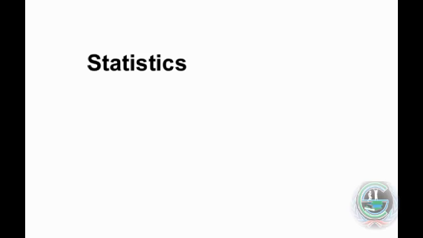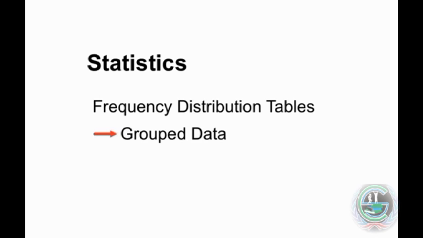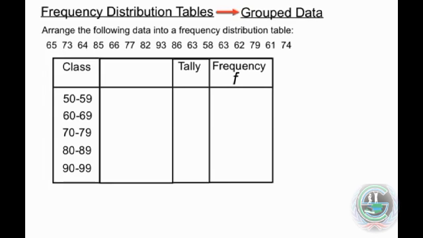Welcome back. This is a statistics video talking about frequency distribution tables. This time we're looking at how we process grouped data. Okay, the question asks us to arrange the following data into a frequency distribution table. So we've got a whole bunch of numbers here.